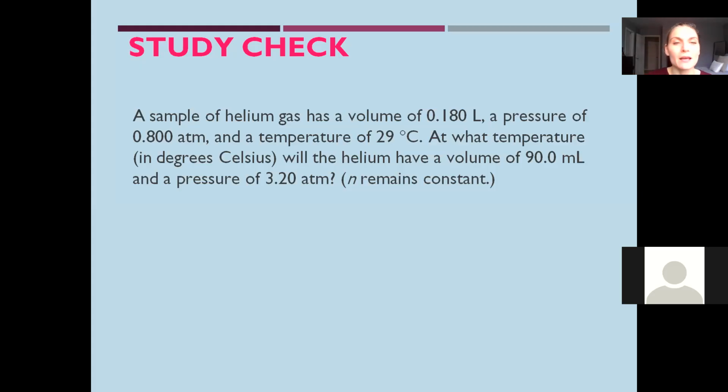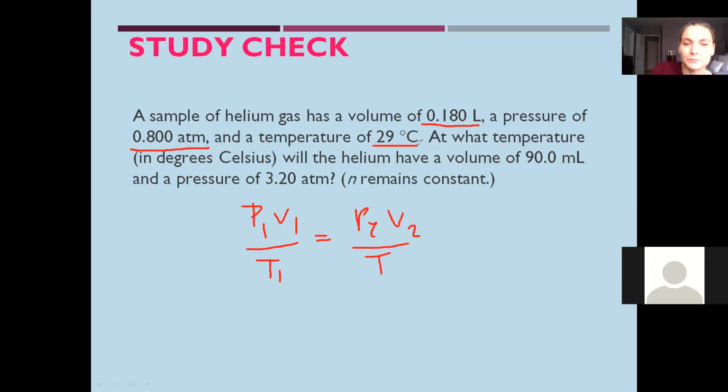It says a sample of helium gas has a volume of 0.80 liters and a pressure of 0.800 atm at a temperature of 29 degrees Celsius. So P1, V1, T1, P2, V2, T2. This already gave us some nice pieces. Now it says, at what temperature in degrees Celsius, so we'll leave Celsius alone, will helium have a volume of 90 milliliters and a pressure of 3.2 atm.